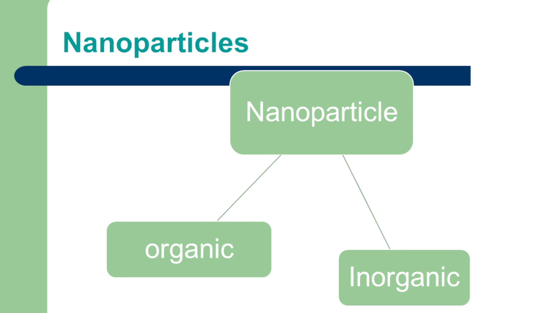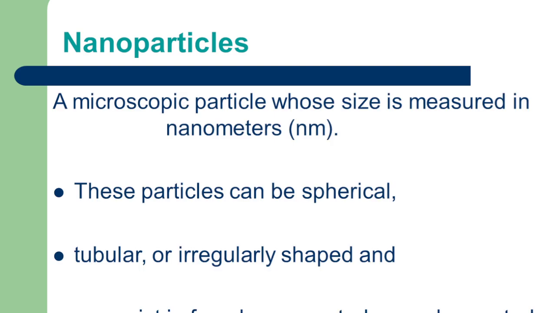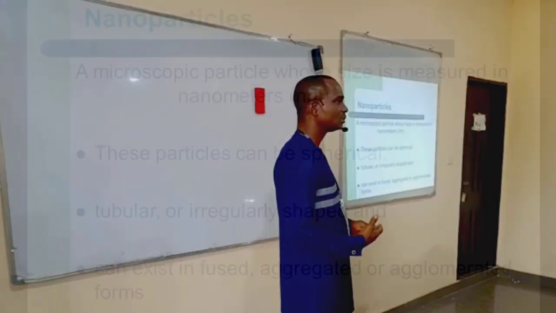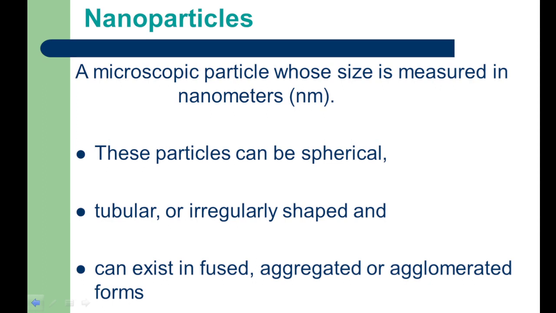So both organic and inorganic. For organic, you use many things, surfactants that you can use for your organic. So we have done this in the morning. That is nanoparticle, whose size is measured in nanometer. The particle has different shapes. And the shape is very important for your application. If you know what you want to apply it for, then you know what you want to get. Either spherical shape, whether rectangular or any shape.